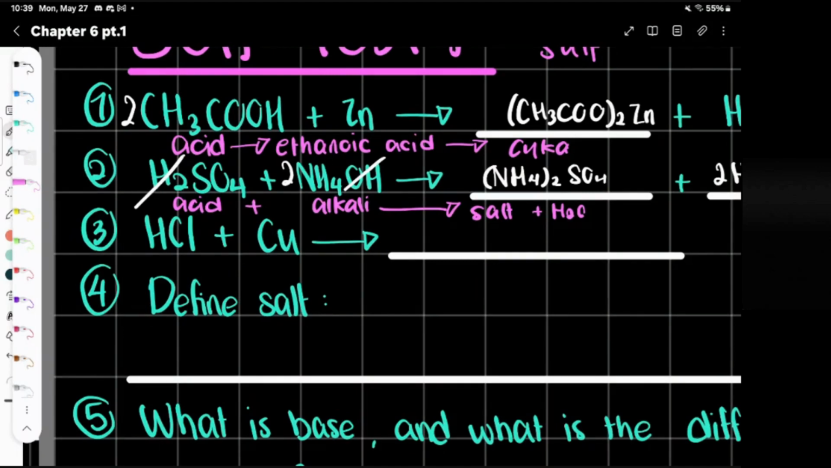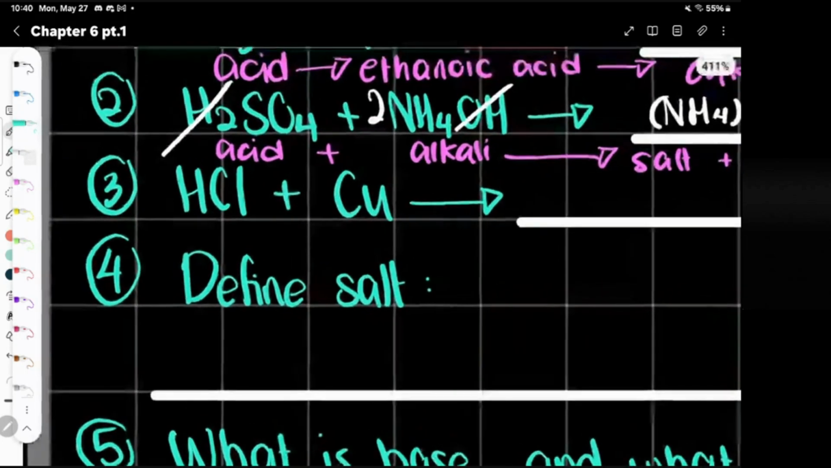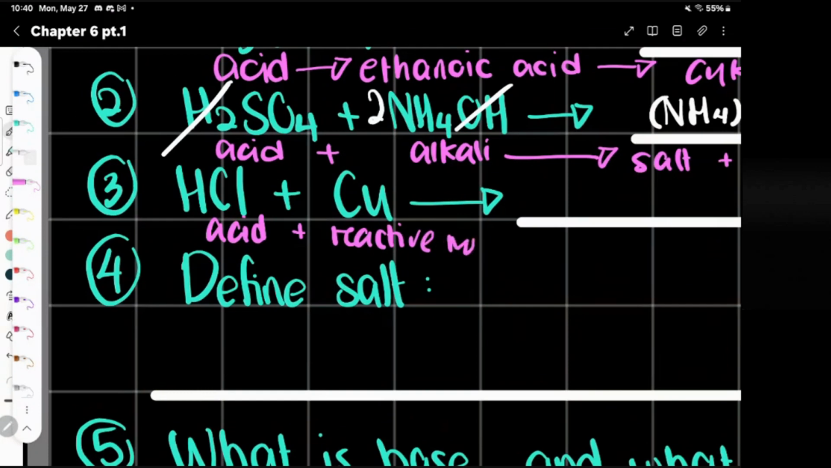Someone in my chat said nothing. So actually, that's the true answer here. If you answer with CuCl2, that is wrong. You know why? Don't forget, just now we learned this. First of all, what is this? This is acid, right? And this is also a reactive metal, right? But is this actually a reactive metal? No. Cu is not a reactive metal.